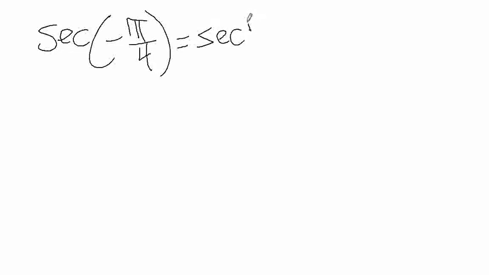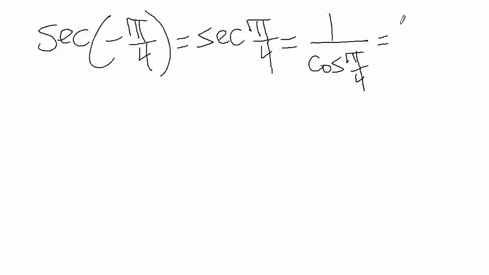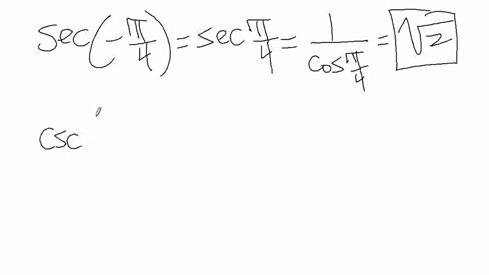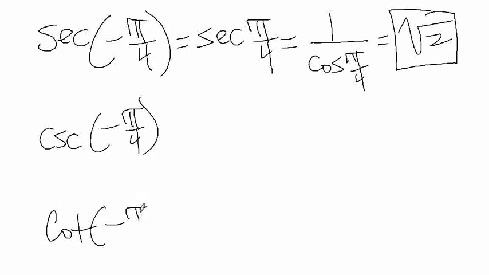Suppose we wanted to calculate the secant of minus pi over 4. We can immediately replace that with the secant of pi over 4, or the reciprocal of the cosine of pi over 4. And so that would give the reciprocal of root 2 over 2, or simply root 2. Now, would you please evaluate the following expressions: the cosecant of minus pi over 4 and the cotangent of minus pi over 4. You can pause the video now if you like. Okay, I'll go ahead and work these out.